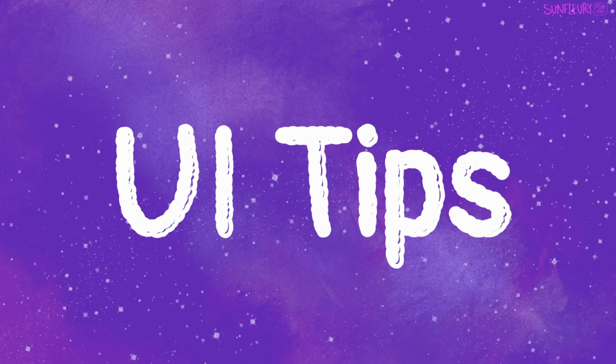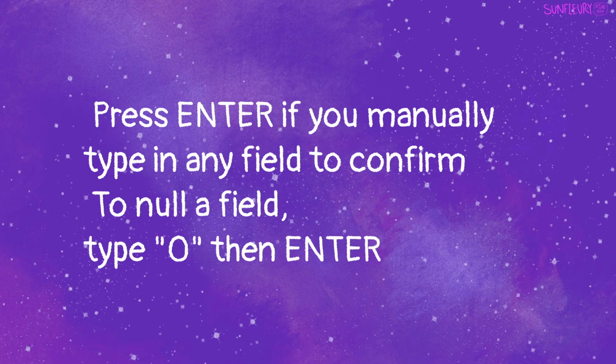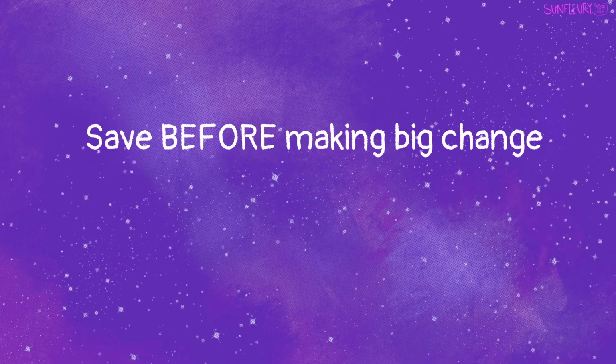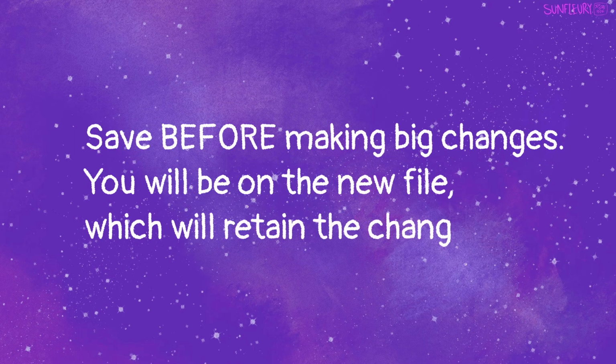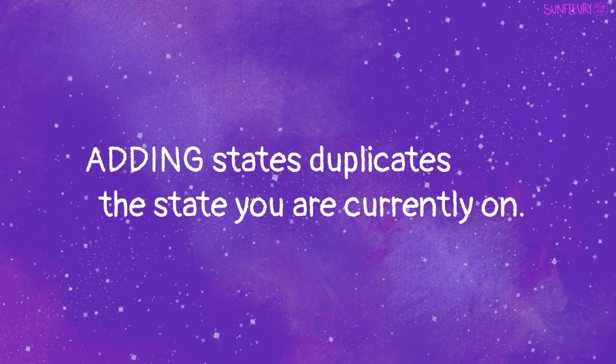Now here's just a couple UI tips that I sure wish I had known before I started. If you manually type in any field, press enter to confirm. To avoid a field, press 0, don't just backspace. If you want to start working on a model while keeping a clean version or one version the same, save as, before making changes. When you click add, it duplicates the state you're on. This makes it worth your while to have a base, clean, neutral state that's already fully animated to start from.